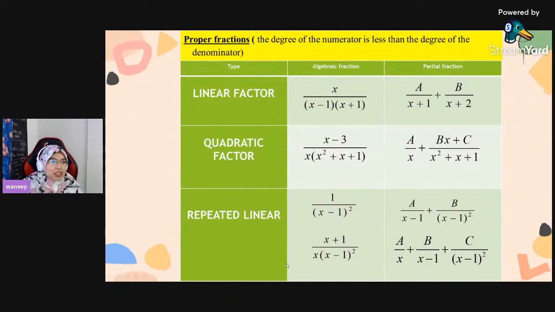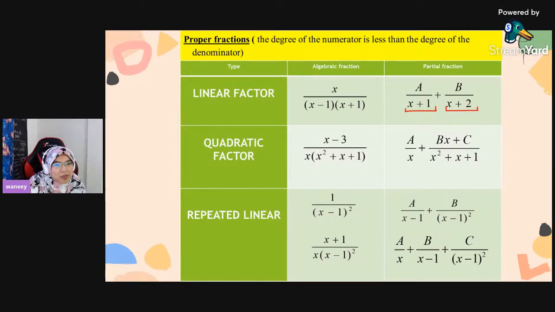Okay, so now how to do the partial fraction. Basically, this is how to change it into fractions. For partial fraction, we decompose it into a sum of fractions whose denominators are the factors of our denominator. For example, over here, this is x minus 1, x plus 1. So we are going to separate them, where one of the fractions has x plus 1 in the denominator, and another has x plus 2, x plus 1.